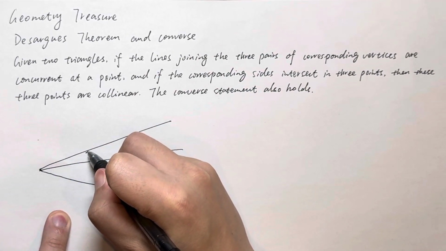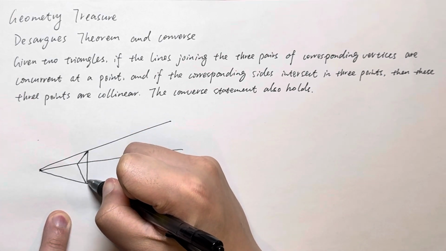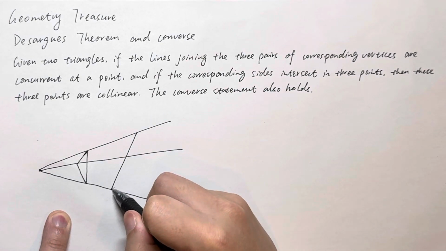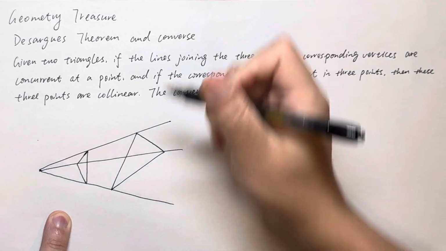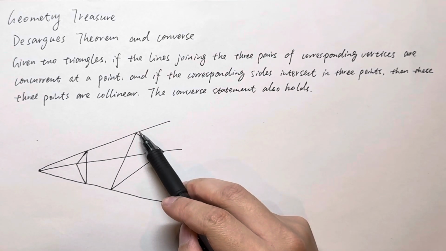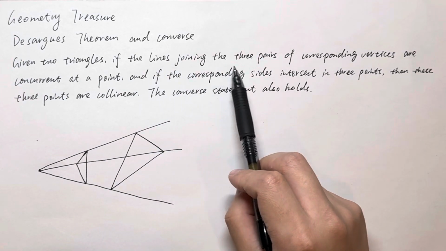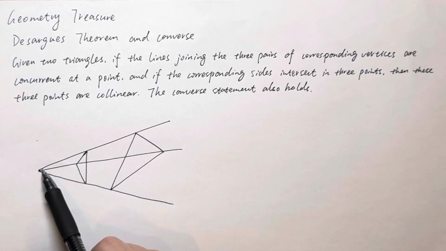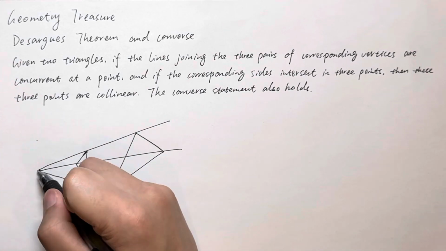So basically, it's saying like this. We can find one triangle, and we can find the second triangle, right? First triangle and the second triangle. That's the given two triangles. And if the lines joining the three pairs of corresponding vertices, which are these three lines, right? These three lines are concurrent on this point.